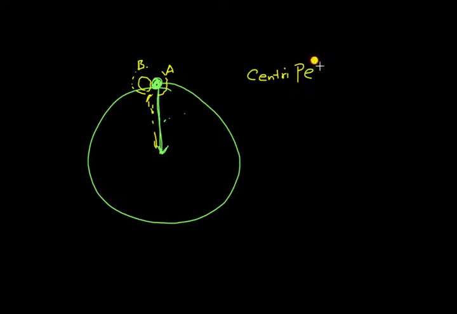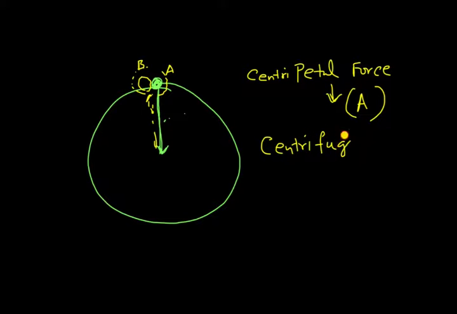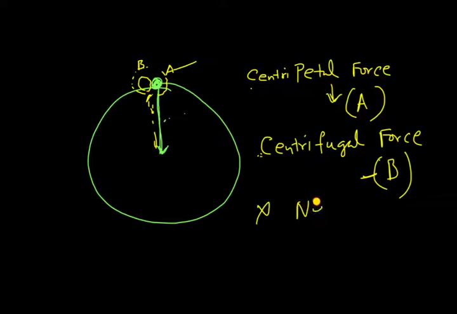Now the centripetal force acts on A and the centrifugal force acts on B. Centripetal force is the cause on the object A, and due to the centripetal force a centrifugal force is generated, which is equal in magnitude and opposite in direction, but it acts on the object B. That's why, as both the forces are not acting on the same body, they do not follow Newton's third law.